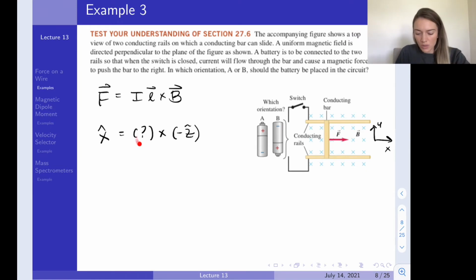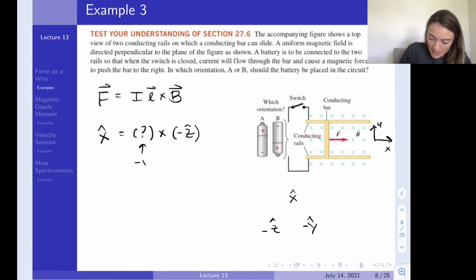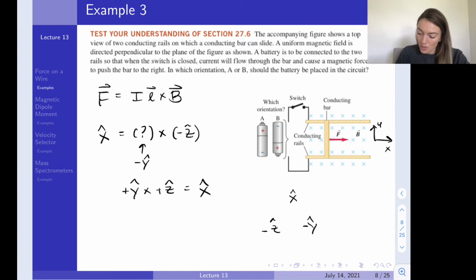So we just have to figure out what vector goes here. If I look at my little x, y, z circle here, if I have some vector cross negative z gives me x, what vector is that? Well, it has to be y, but is it positive y or negative y? We can see here that y cross z gives x. So if we do negative y cross negative z, we'll get a positive x because those negatives cancel out. So this has to be negative y. So our current has to be flowing in the negative y direction.